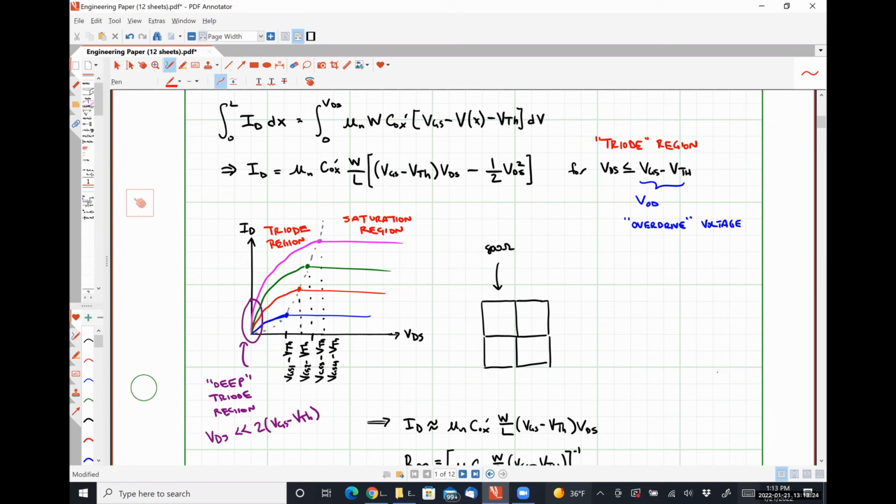Very, very similar to how the early effect worked. The early effect, further reverse biasing our base collector junction caused the width of the base to decrease, which caused our saturation current to increase, which in turn caused our collector current to increase. Here, we're shortening the length of our channel, which is causing ID to go up. So it's effectively the exact same thing.